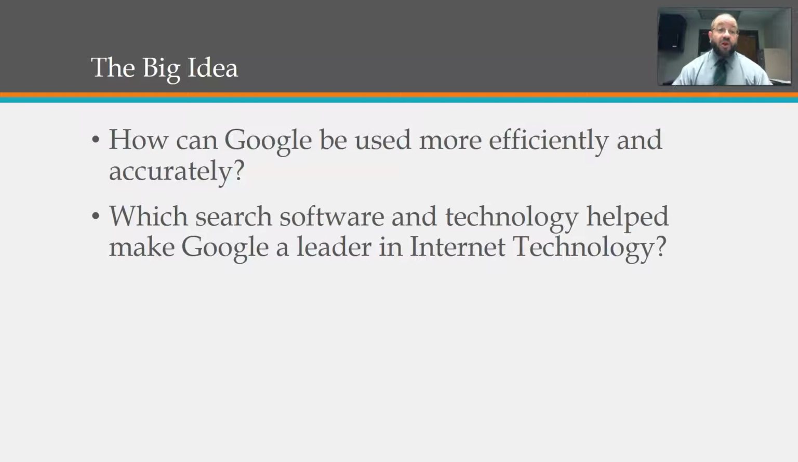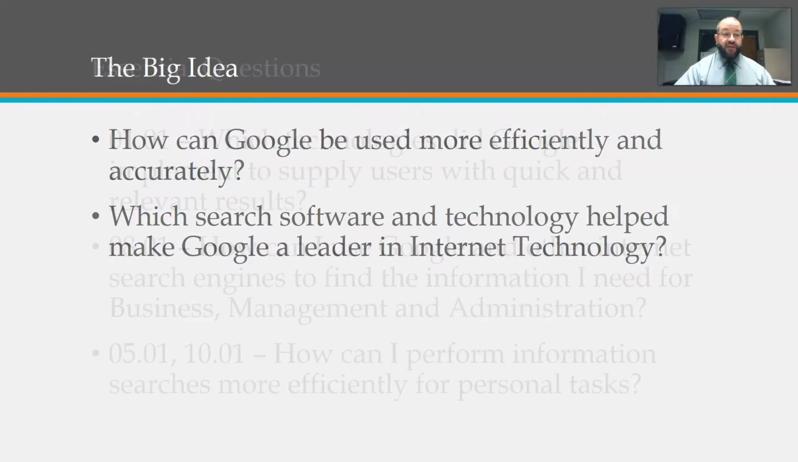So what we're going to look at in our big ideas from this section are how Google can be used more efficiently and accurately. As I said before, there are different ways to search things, and there are different tools that Google uses for the Google search, right? And of course, we have other tools that can be used as well for productivity. And which search software and technology helped make Google a leader in internet technology. If you're paying attention to the video, you heard some of those ideas rolled around in there. So let's get started here.